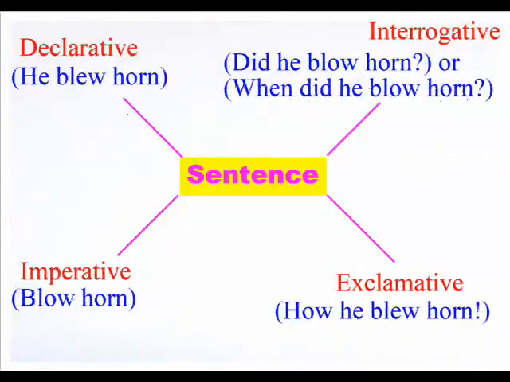Before going ahead, look at this diagram, showing how the sentence is divided into 4 parts. The first one is declarative. For example, he blew horn. The second one is interrogative. For example, did he blow horn? Or when did he blow horn?